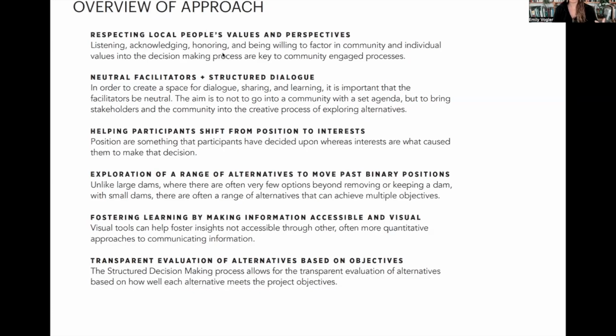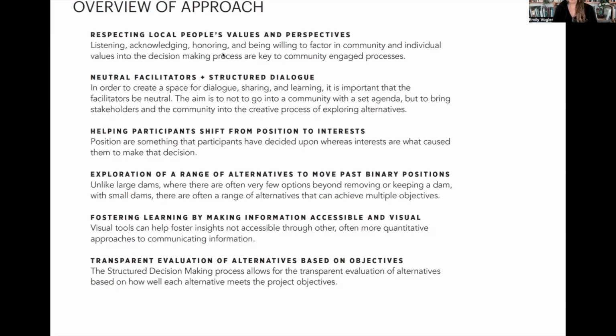In order to do this, I feel it's extremely important that there are neutral facilitators and structured dialogue as part of that community engagement process. This helps to create a space for dialogue, sharing, and learning. The aim is not to go into a community with a set agenda or a set idea of what should happen, but to bring the stakeholders in the community into a creative process of exploring alternatives. And that is the key, I think, of what this is about: where and how do we start engaging communities in the conversations early on, and see what alternatives might present themselves, and then do the studies that might be needed in order to go further, to understand the feasibility of those.